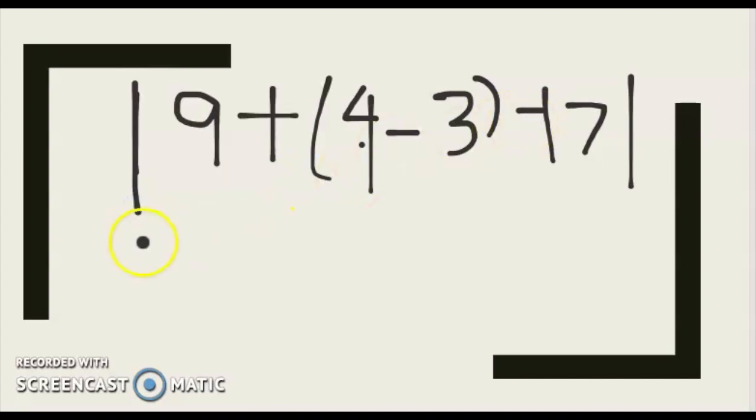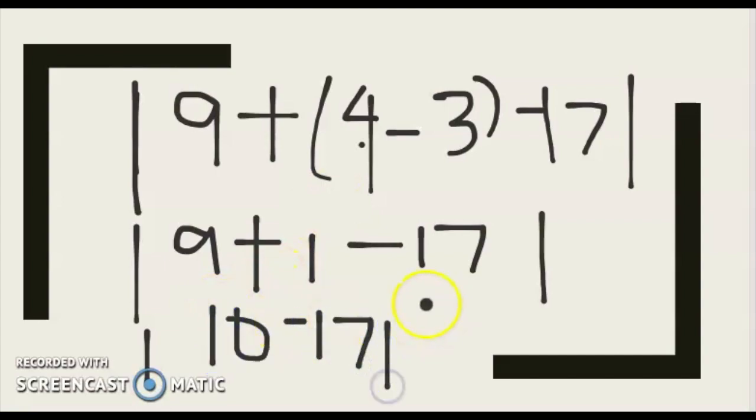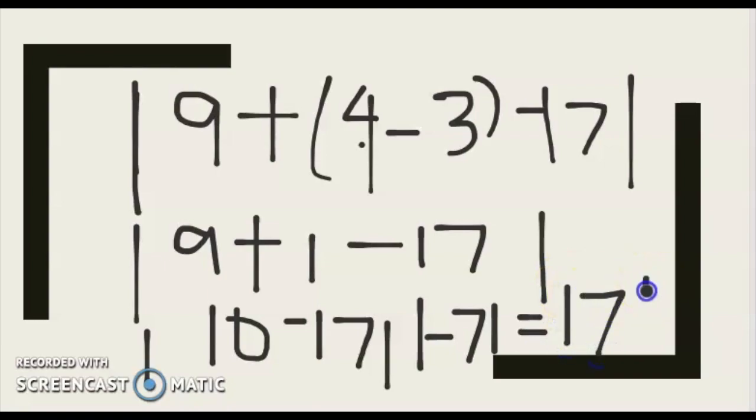So first, let's solve what's in the parentheses. So that's 9 plus 1 minus 17. 9 plus 1 is 10 minus 17. And 10 minus 17 is negative 7. And of course, the absolute value of negative 7 equals 7. Therefore, the answer will be 7.